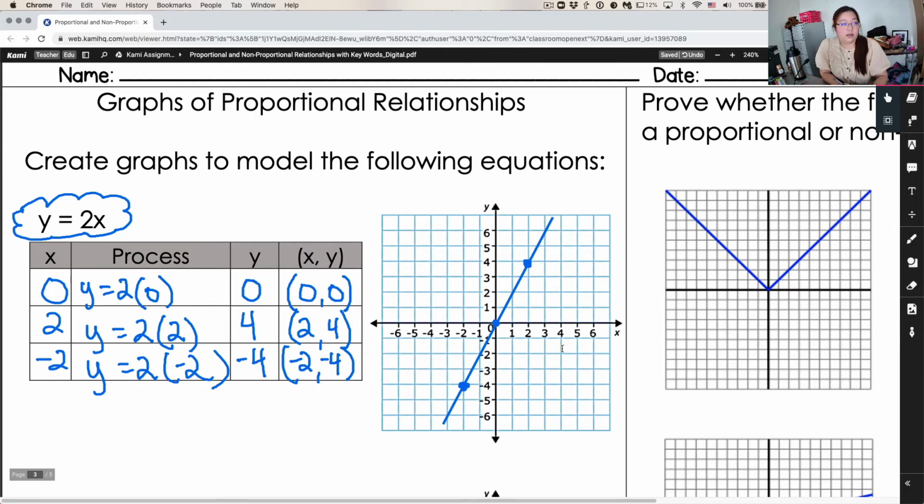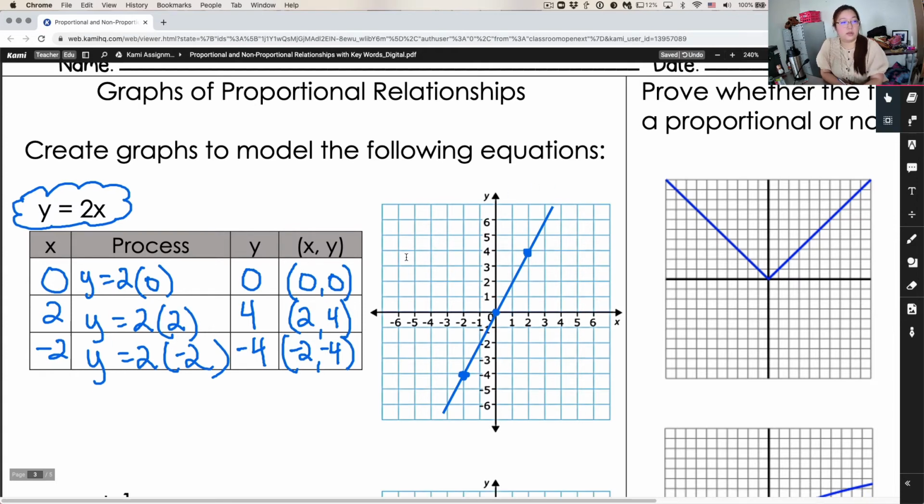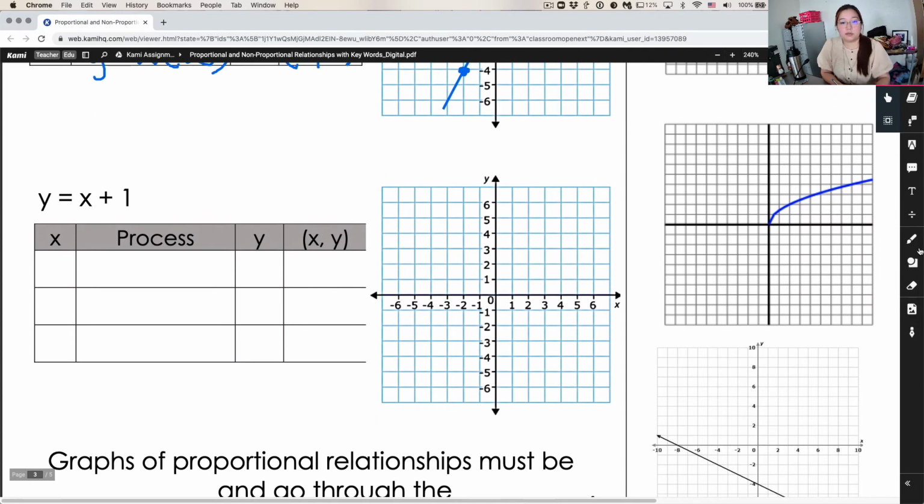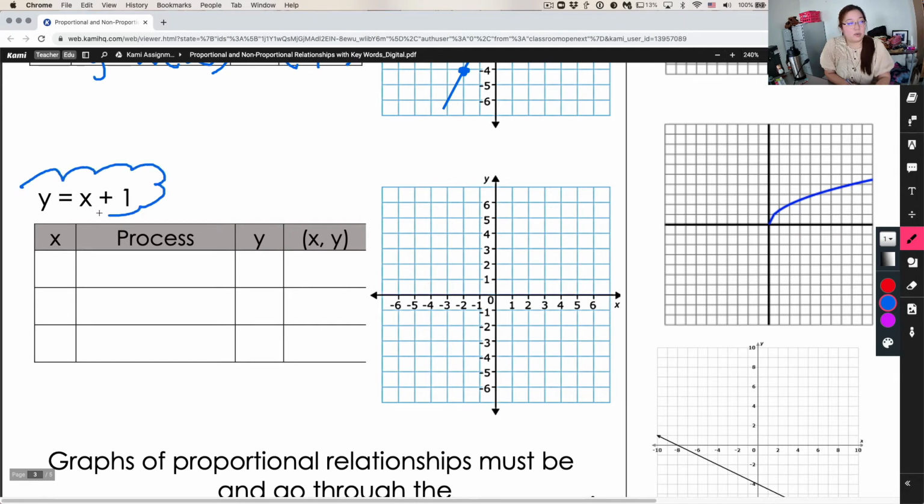Okay, now let's go ahead and do the next one, and then we'll compare and contrast and talk about them after. Let's do the next line. Same process. This time our equation is y equals x plus 1. And you hopefully already know from the equation that this is going to be non-proportional because of the plus 1, but we're going to go ahead and do this so we can see what the graph looks like. So again, we're going to choose random points. I'm going to choose different ones just to do something a little different this time.